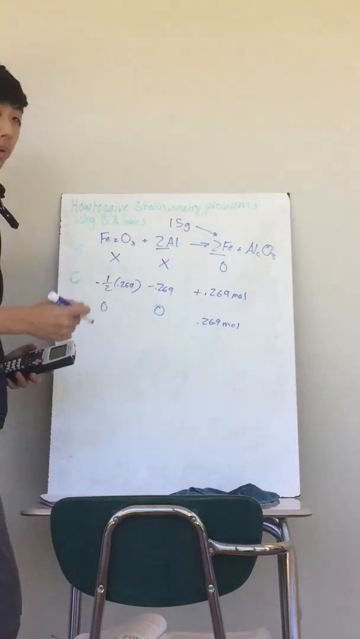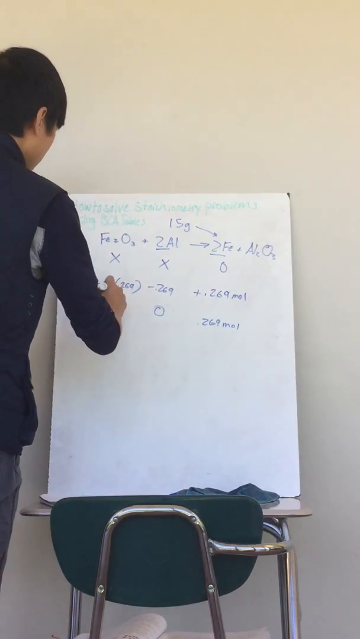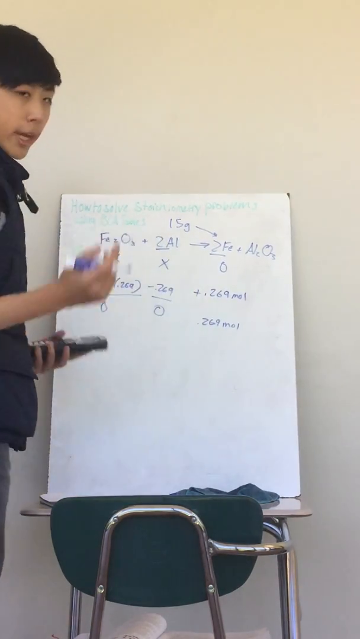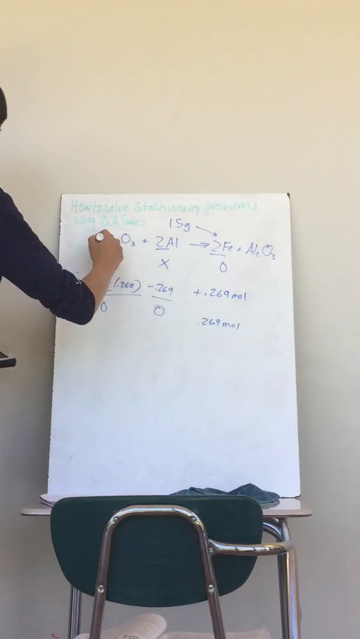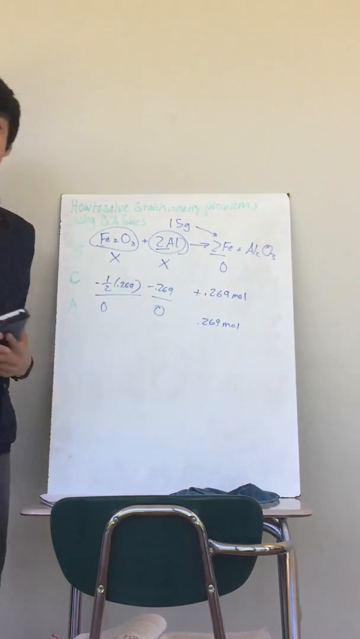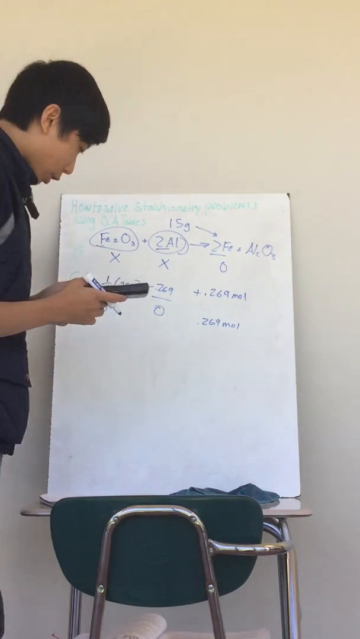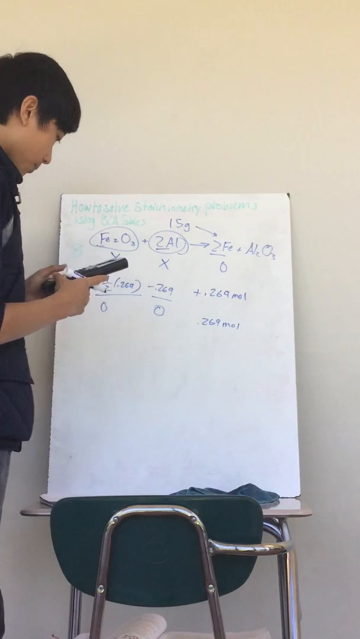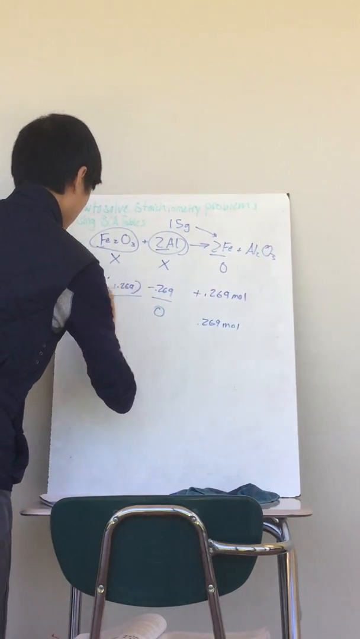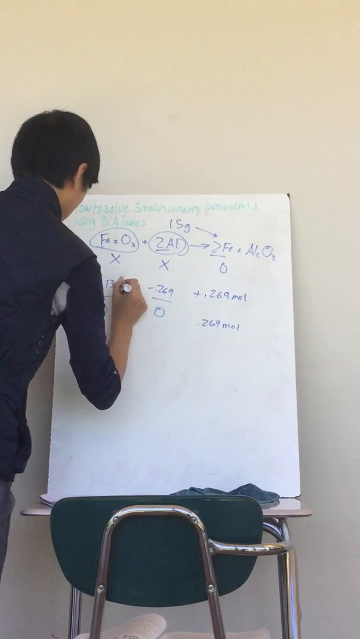Now this BCA table is set up. It really helps a lot, because you're given the moles now. All you have to do is multiply that by the molar masses of this and this. So you have 0.5 times 0.269, which gives you 0.1345.